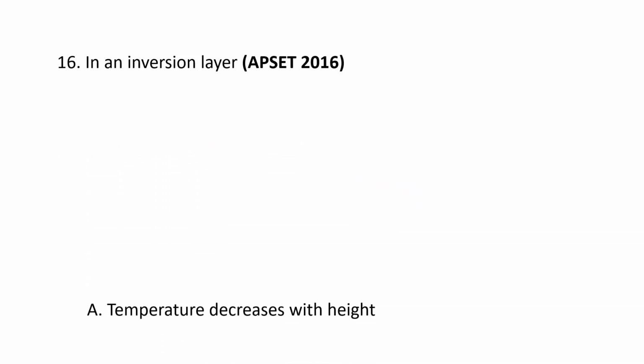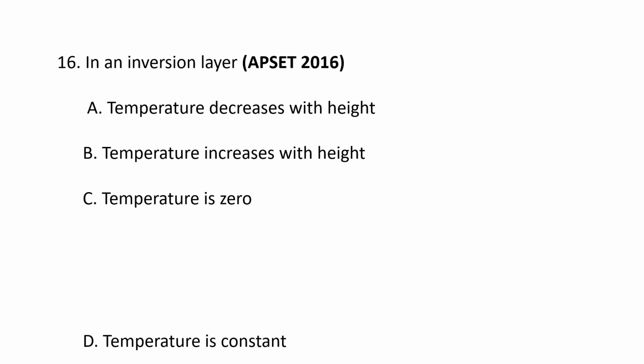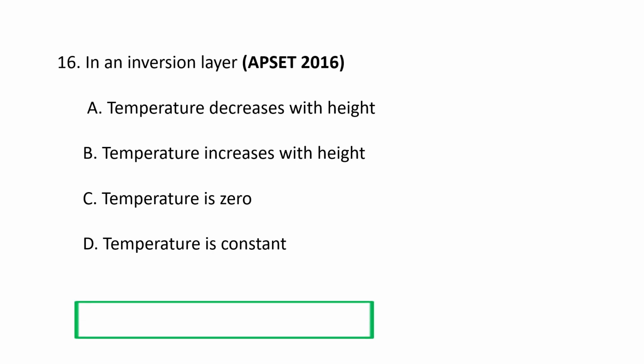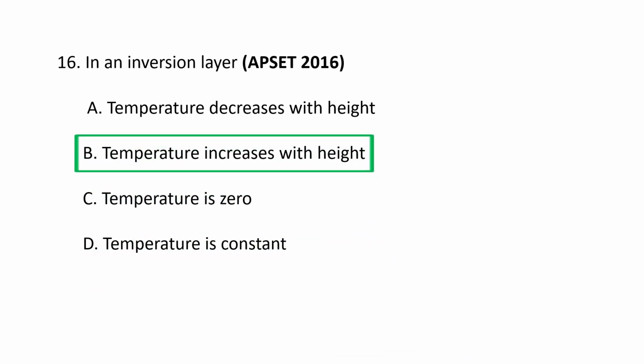Next question. In an inversion layer, A. Temperature decreases with height, B. Temperature increases with height, C. Temperature is zero, and D. Temperature is constant. In an inversion layer, temperature increases with height. In an inversion layer, a layer of warmer air sits above a layer of cooler, denser air, which is the opposite of the normal atmospheric condition, where temperature decreases with the height. This creates a stable, capped atmosphere that traps pollutants and limits upward movement, often leading to fog formation and reduced visibility at the surface. So in an inversion layer, temperature increases with height. B is the correct option.